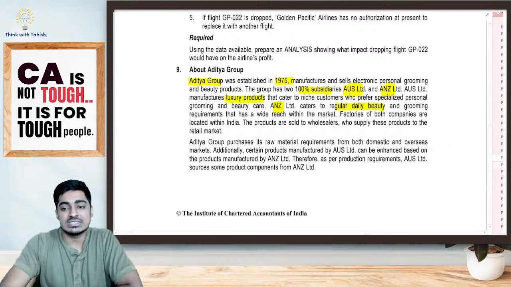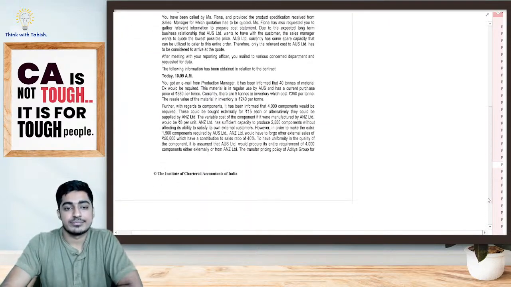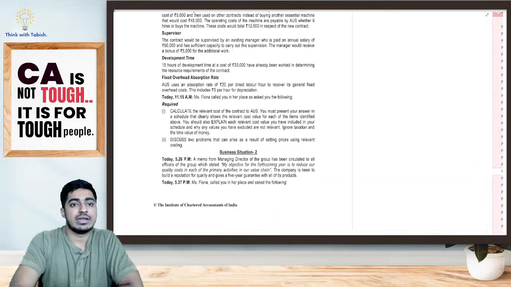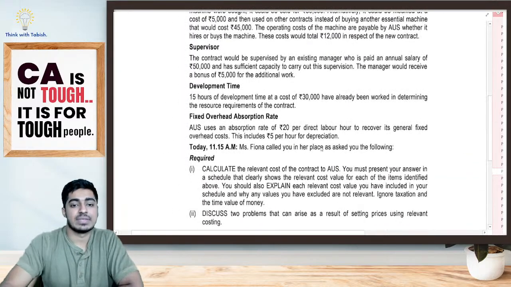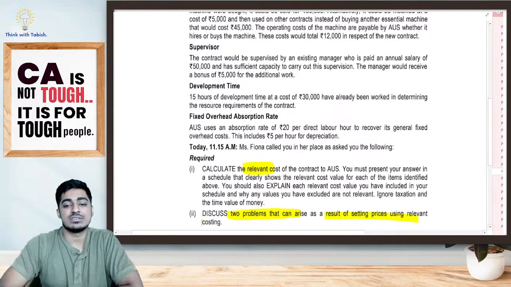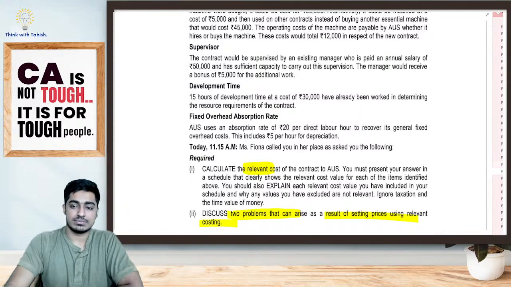Because what is the question asking? Look at the requirement. Such a big story is there. At the end of it, what is it asking? Calculate the relevant cost, as simple as that, and discuss the two problems that can arise as a result of setting prices using relevant costing.